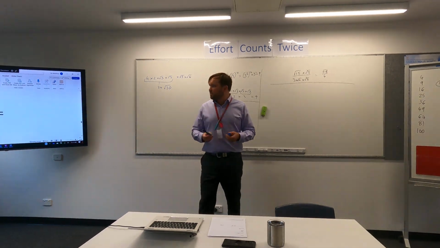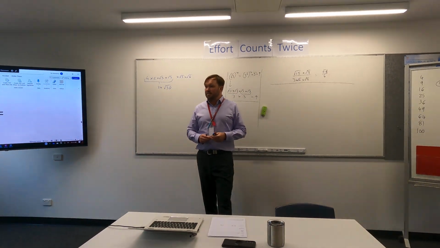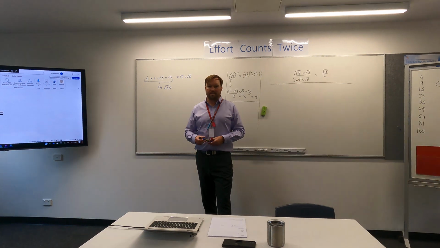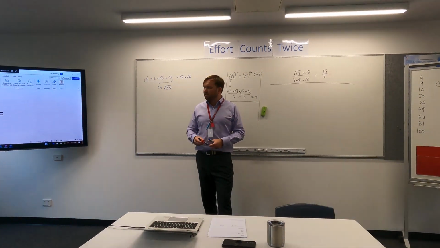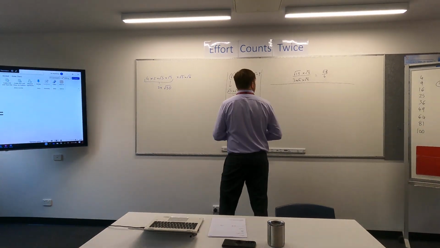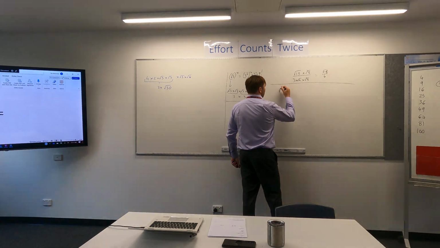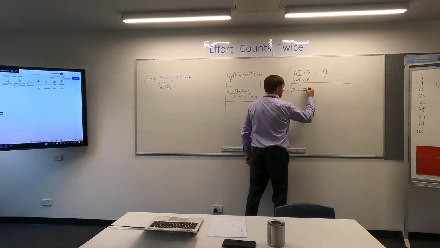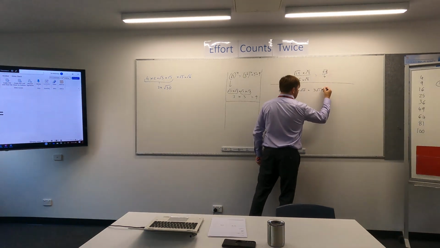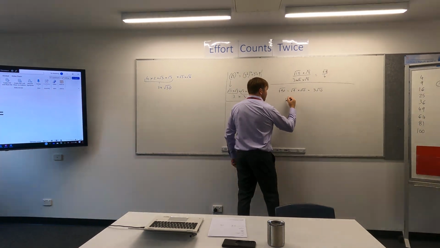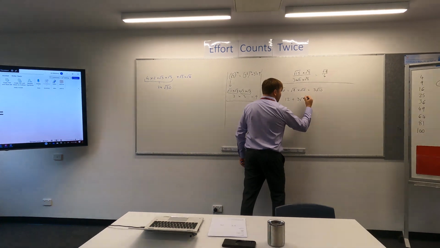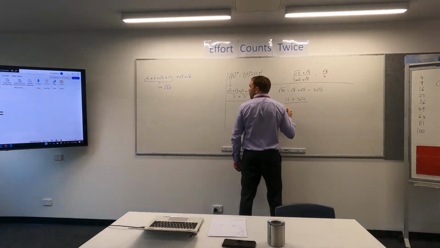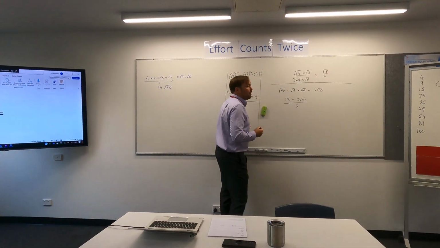Alright, any ideas where to start here? Yeah, do the 90 and get 3 square root of 10. Nice. So root 90 is the same as root 9 times root 10, which is the same as 3 root 10. So really this is 12 plus 3 root 10 on 3.